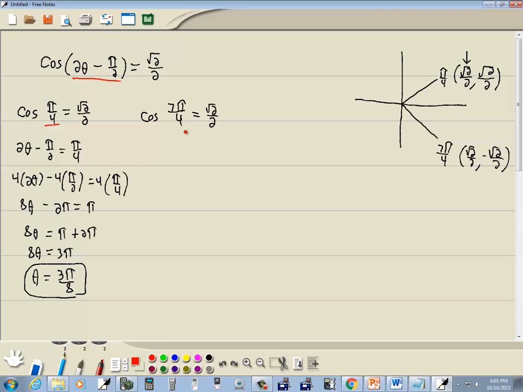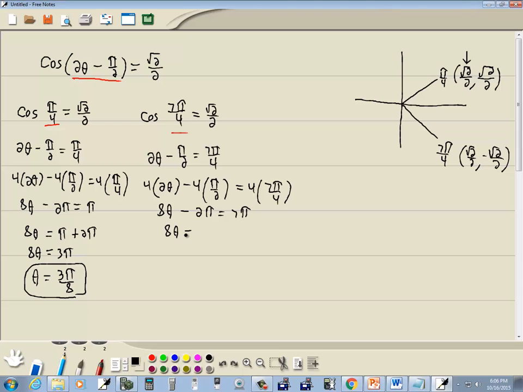We're going to take what follows cosine here, set equal what follows the cosine here. So I got 2 theta minus pi over 2 is equal to 7 pi over 4. We again want to get rid of the fraction, so we'll multiply everything by the LCM of all their denominators, which is 4. So we'll take 4 times 2 theta minus 4 times pi over 2 is equal to 4 times 7 pi over 4. That gives us 8 theta minus 4 divided by 2 is 2, so that's 2 pi. And over here, the 4's cancel and give us 7 pi.